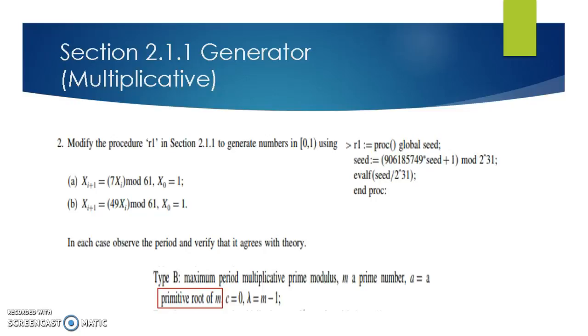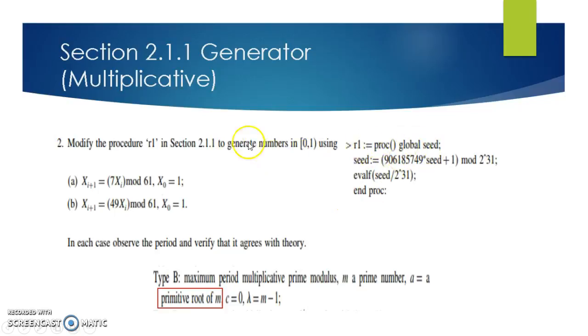The theory they're talking about is this one below: if there is a multiplicative prime modulus, then for the max period you want A to be a primitive root of M. The larger the period, the better in generators, so we want A to be a primitive root of M so that the period is very long. So we want 7 to be a primitive root of 61, or 49 to be a primitive root of 61. That's the theory we call upon.